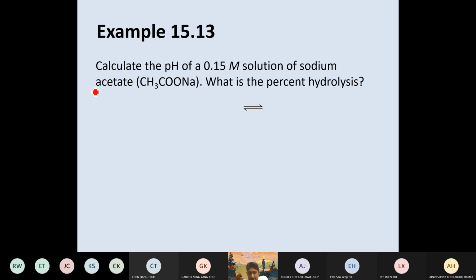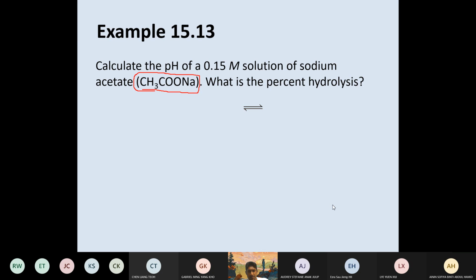Now we go to another example: calculate the pH of a 0.15 molar solution of sodium acetate. What is the percent hydrolysis of that salt? Calculate the pH of 0.15 molar sodium acetate. So sodium acetate is a strong or weak salt?